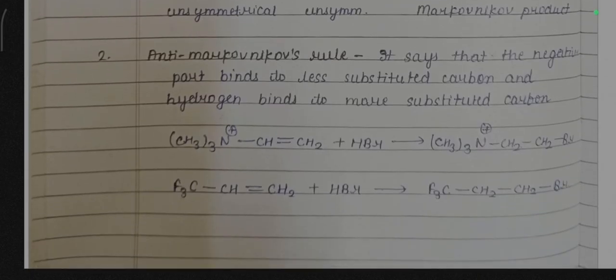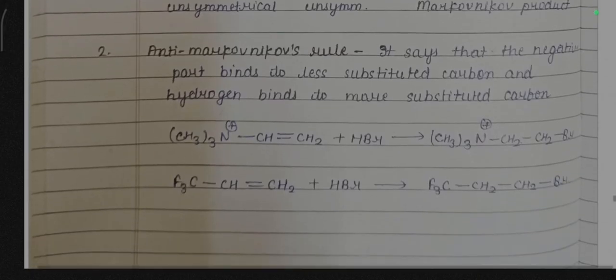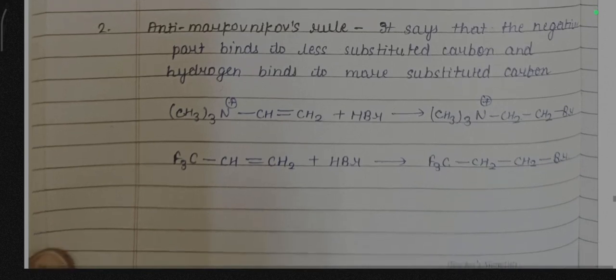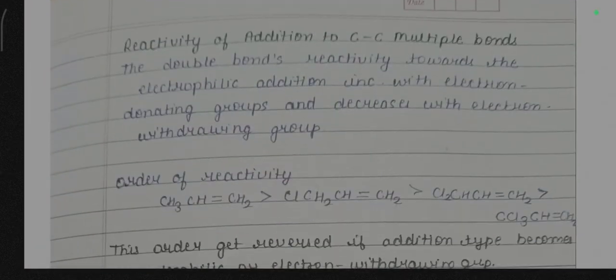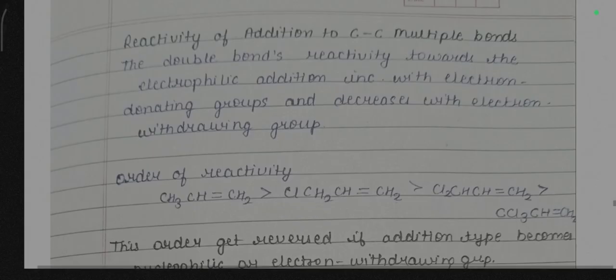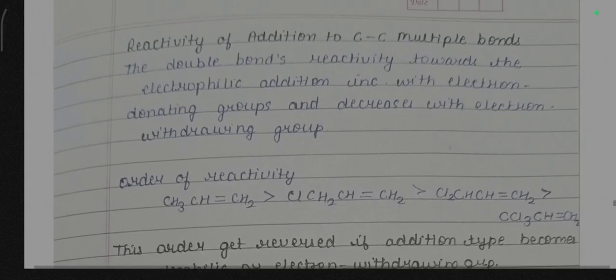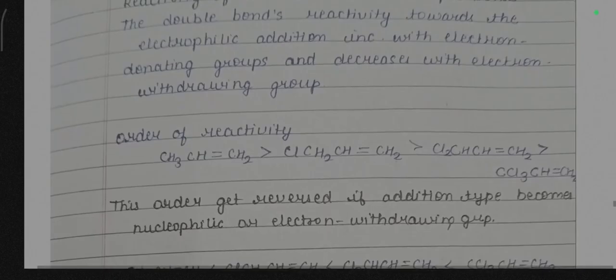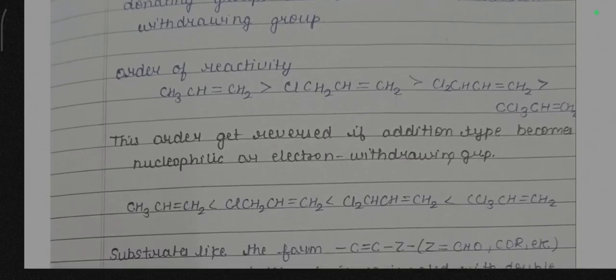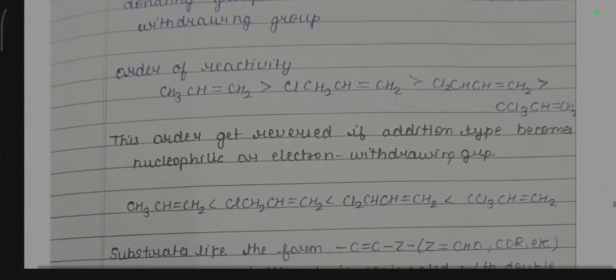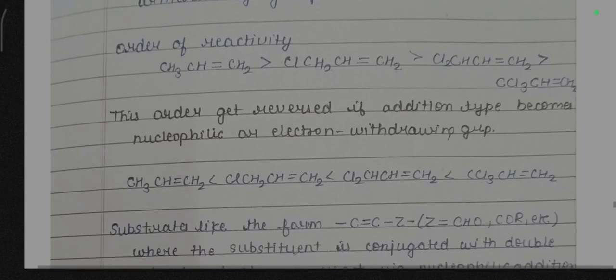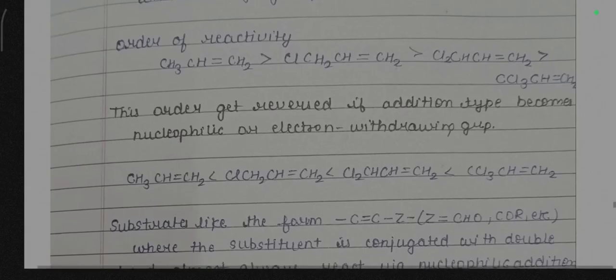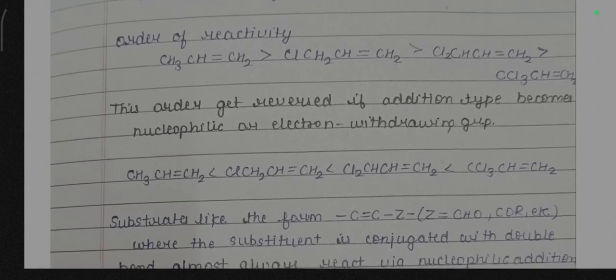It says that the negative part binds to the less substituted carbon and hydrogen binds to the more substituted carbon. Reactivity of addition to carbon-carbon multiple bonds. The double bond's reactivity towards electrophilic addition increases with electron donating groups and decreases with electron withdrawing groups. Order of reactivity: CH3CH=CH2 is greater than ClCH2CH=CH2, which is greater than Cl2CHCH=CH2, which is greater than CCl3CH=CH2.